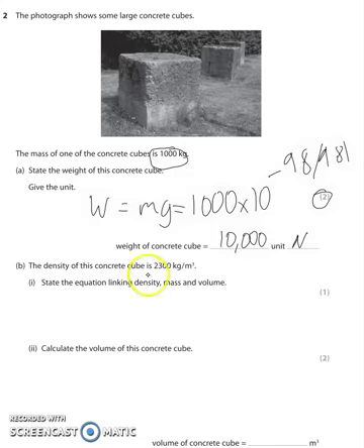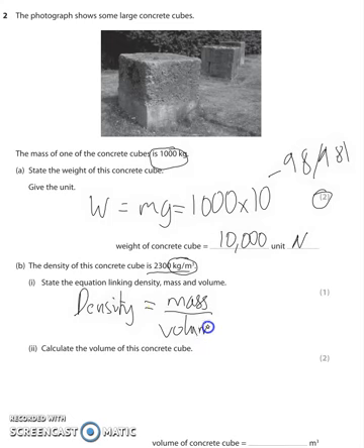The density of the cube is 2,300 kilograms per cubic meter. State the equation linking density, mass, and volume. Okay, now this is a quick tip, but when we do physics, we can actually use the units in order to build our equation. So density, they've said, is kilograms per cubic meter. So that must be a mass on the top and then a volume on the bottom. So we didn't need to memorize it because the unit tells us what that equation should be.